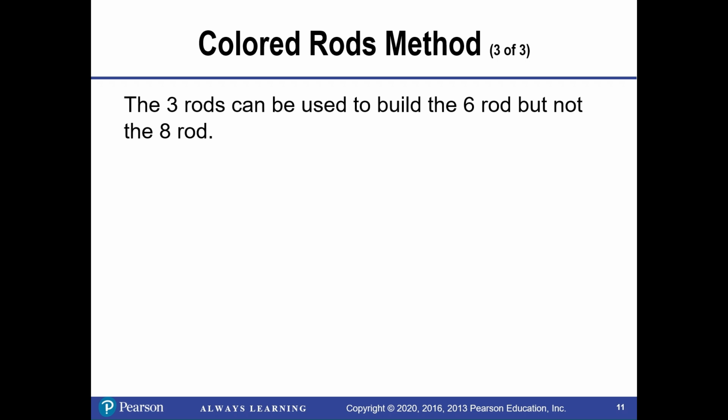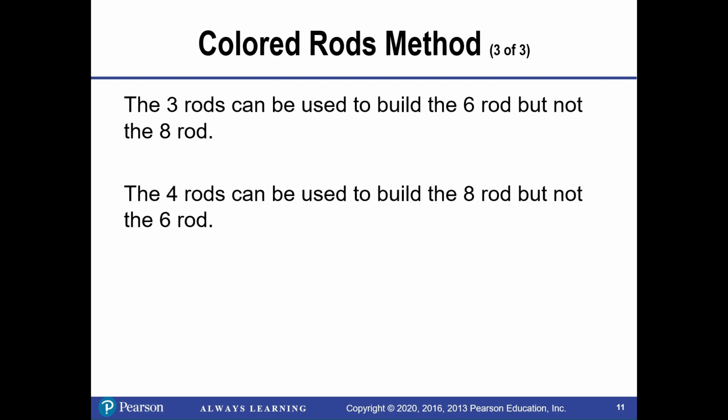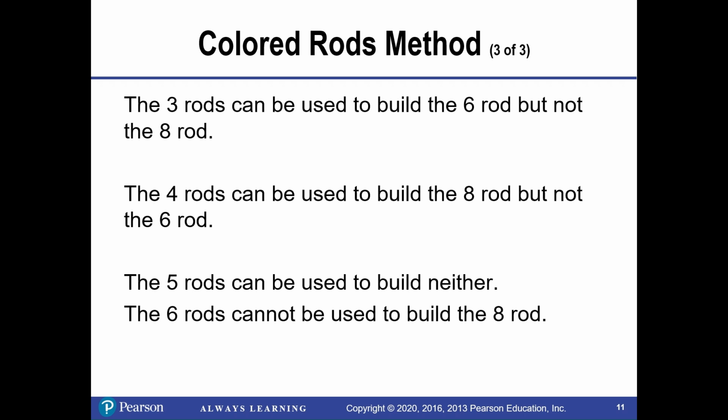We could use the 3 rods to build the 6 rod, but not the 8 rod. And the 4 rods could be used to build the 8 rod, but not the 6 rod. And the 5 rods are too big to build either, because 5 won't divide either 6 or 8. And same with the 6 rods. We can't use it to build the 8 rod, but we could use it to represent the 6 rod. And so the greatest common divisor of 6 and 8 is going to be 2, because that 2 rod is the biggest one we could use to build both the 6 length and the 8 length.